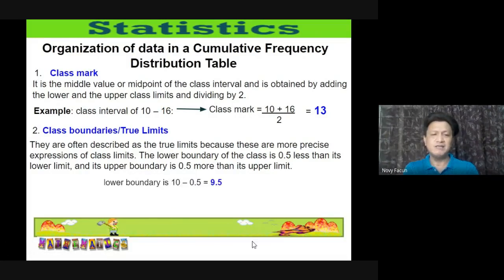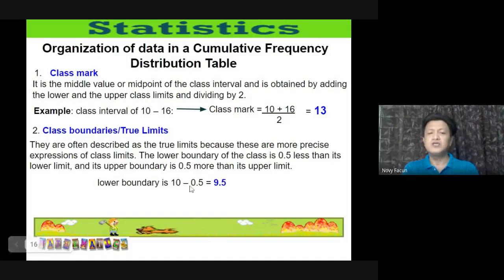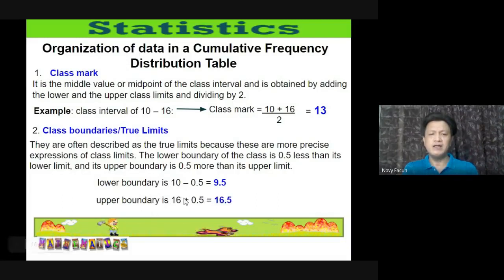Okay, so let's have an example, no? Lower boundary natin, di ba? 10. Okay, so ibig sabihin, 10 minus 0.5, kaya 9.5 yung lower boundary. Kasi nga, yung 10 natin dyan is the lower limit. Dito naman sa upper boundary, di ba yung upper limit natin 16, magpa-plus ka ng 0.5. Kaya that is, upper boundary now is 16.5.